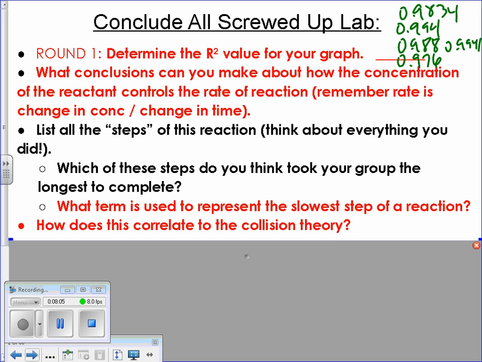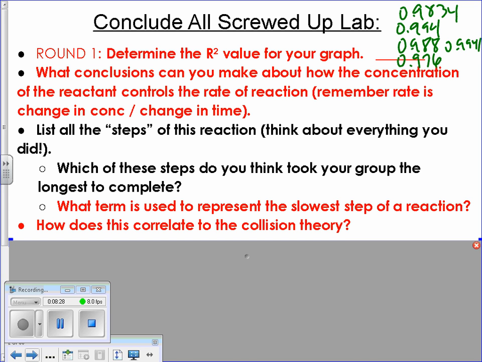So what conclusions can you make about how the concentration of the reactant controls the rate of reaction? In this particular example, this was the one where you had the bolts and the screws, and you basically just had to screw them on. What was the rate determining step? Finding the proper orientation. So the manipulation part, where you're trying to find the correct orientation, was the slowest step. That determined the overall rate of the reaction, or how fast you could proceed.